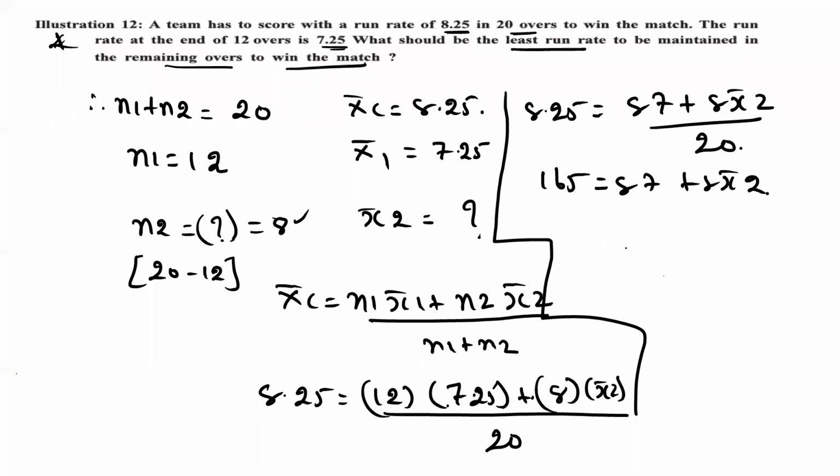So 8 x bar 2 is equal to 165 minus 87. It comes to 78. Final answer: 9.75.